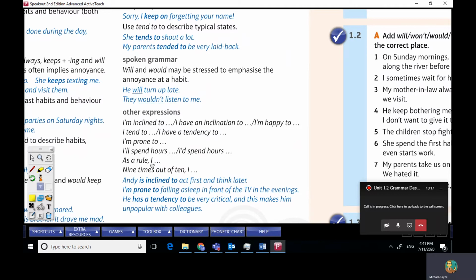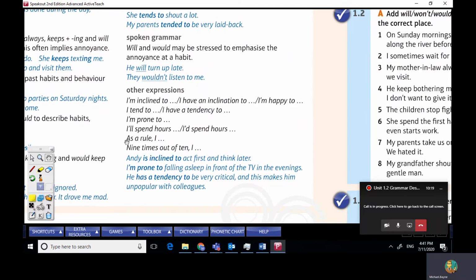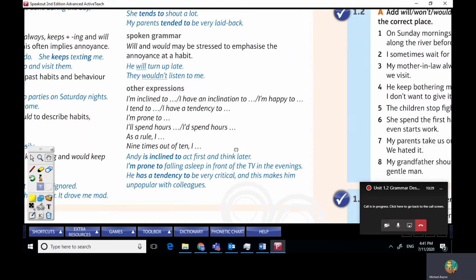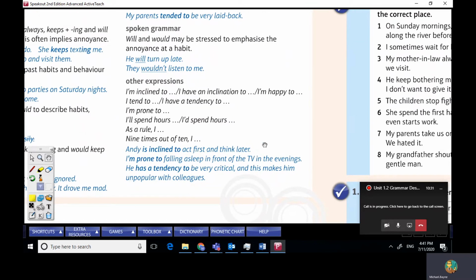As a rule, I. So again, that's just a phrase. Once you add as a rule, probably they're going to tell you a habit that they like to do. 9 times out of 10, I. Again, they're going to tell you a habit that they have or what they're likely to do. Andy is inclined to act first and think later. So again, that means the same thing as Andy tends to, Andy is likely to, Andy has a tendency to. They all mean the same.